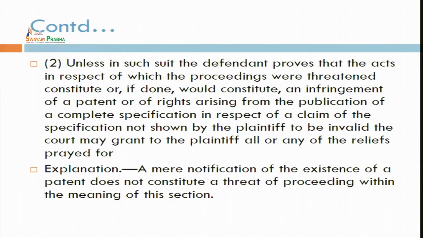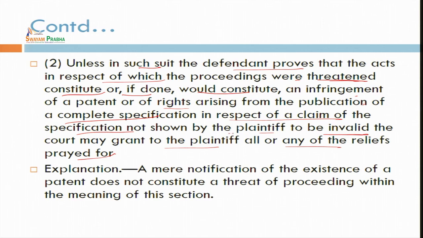Here also, in such a case, the defendant proves that the act in respect of which proceedings were threatened constitutes, or if done would constitute, an infringement of a patent or of a right arising from publication of a complete specification in respect of a claim of the specification not shown by the plaintiff to be invalid, the court may grant to the plaintiff all or any of the relief pleaded for.